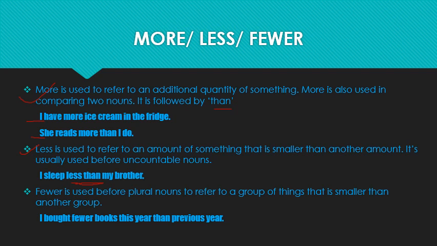Fewer. Fewer is used before plural nouns to refer to a group of things that is smaller than another group. It works as less only. The thing is, less is used with uncountable noun and fewer is used with countable noun. I have bought fewer books this year than previous year. Here we are doing comparison and books can be counted. So I hope this concept of more, less and fewer is clear.